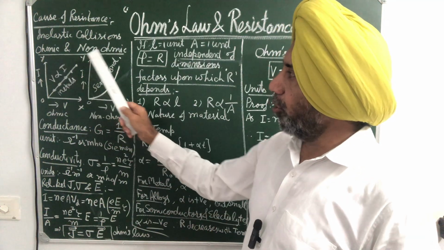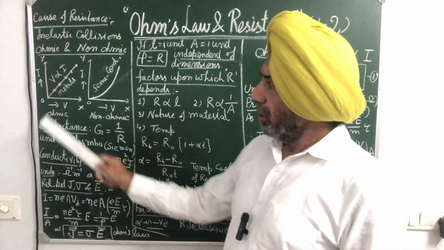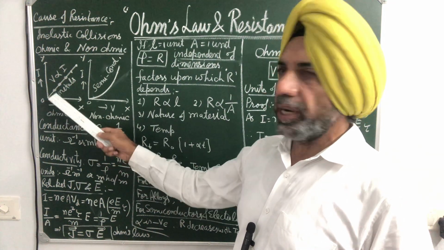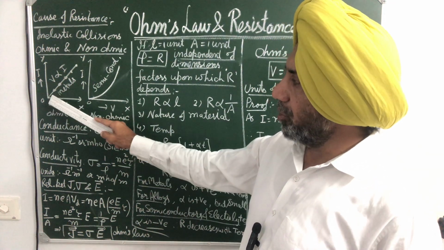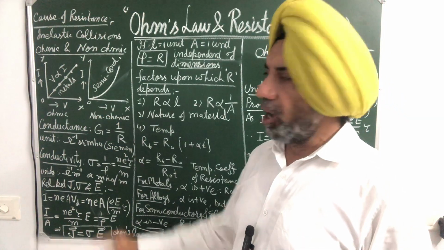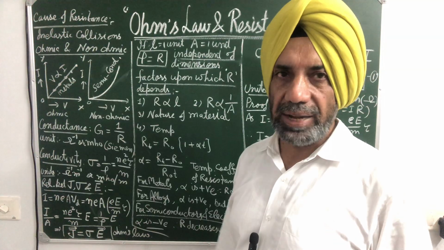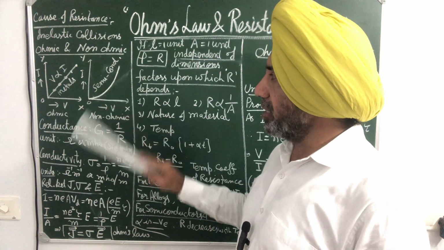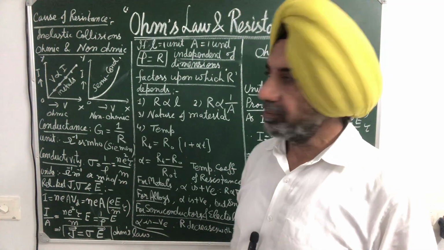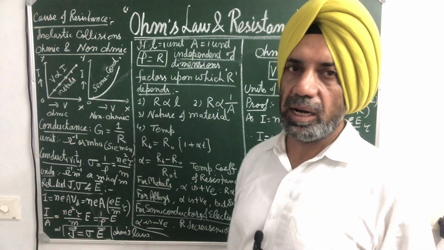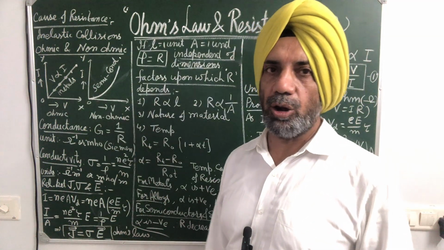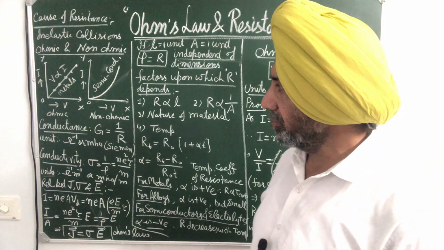Then what are ohmic and non-ohmic devices? The devices or materials which obey Ohm's law are called ohmic devices. That is, those for which the graph between V and I is a straight line are called ohmic devices. So all metals are ohmic devices. Non-ohmic devices are those for which V is not proportional to I, that is, which do not obey Ohm's law. For example, semiconductors and electrolytes are non-ohmic devices.